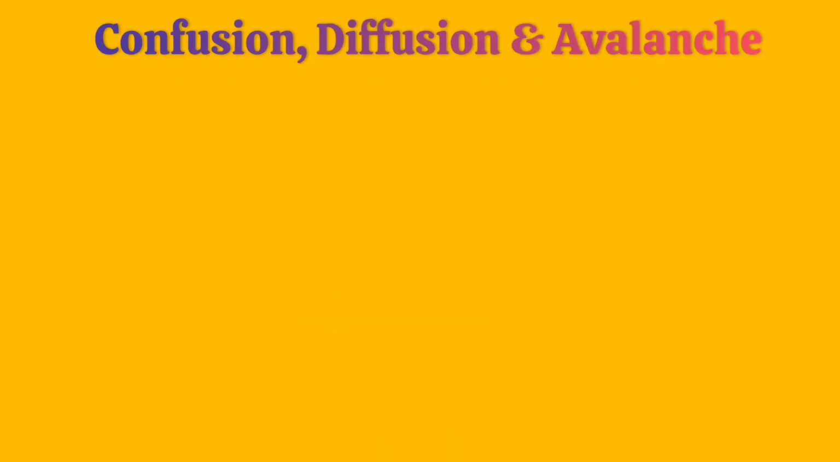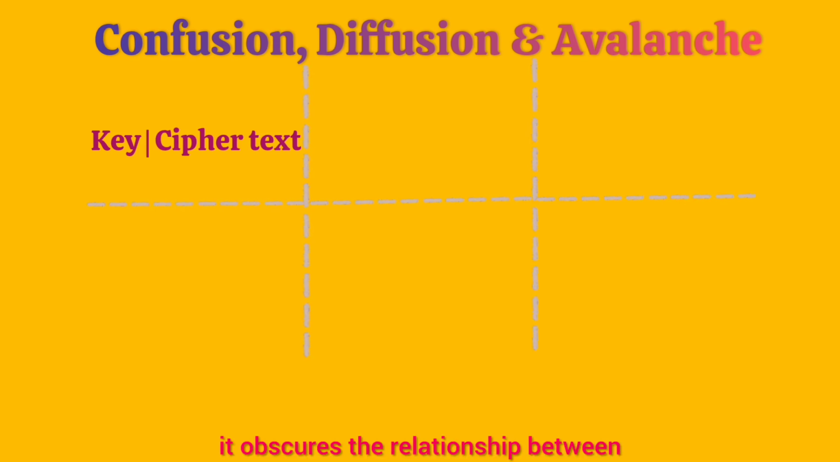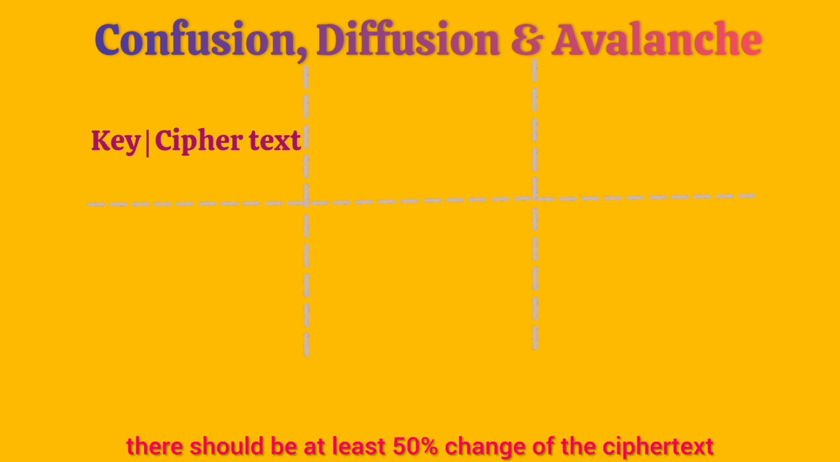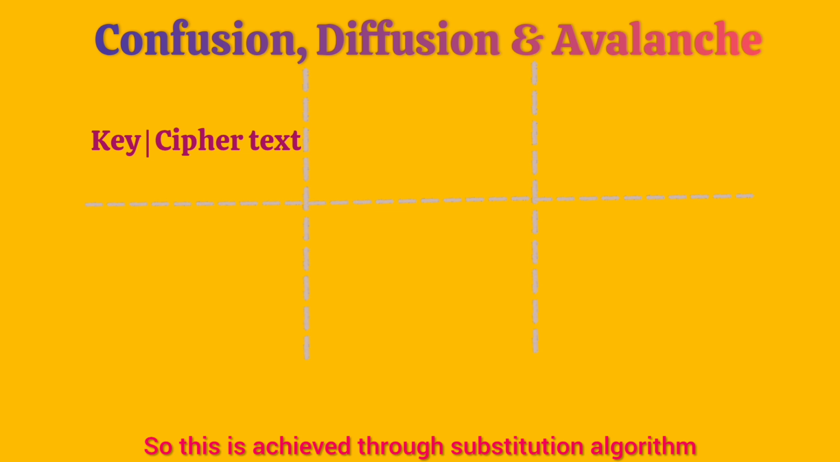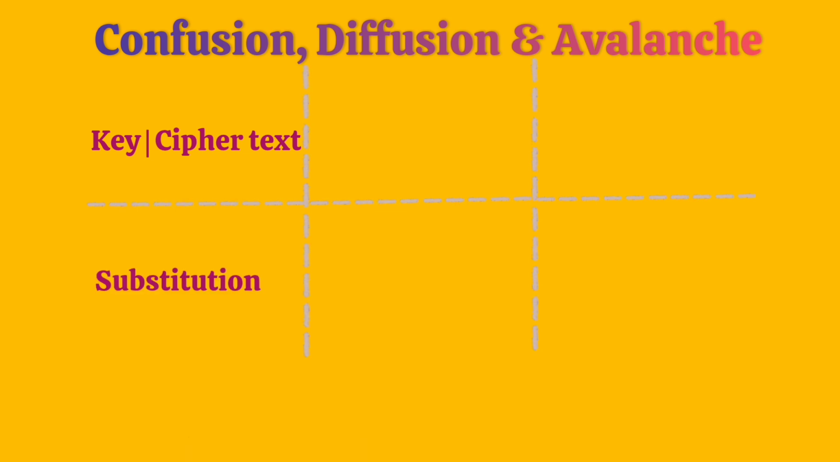Next we will see confusion, diffusion and avalanche, which are almost related to each other. So confusion obscures the relationship between the key and the ciphertext. When we focus on confusion, when there is one key change, there should be at least 50% change of the ciphertext. So this is achieved through a substitution algorithm.